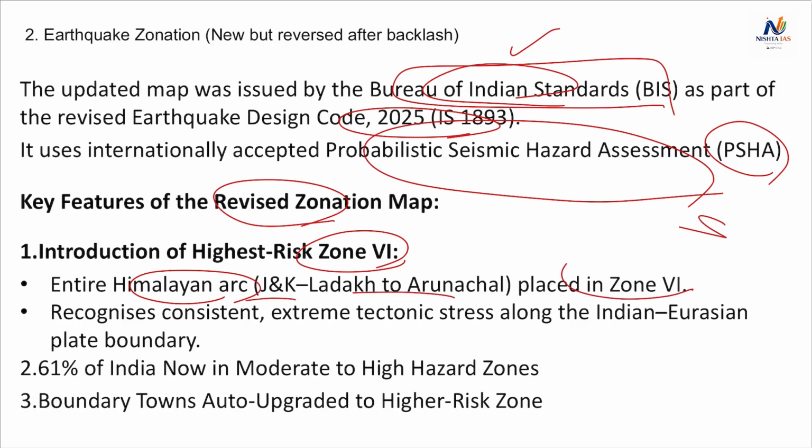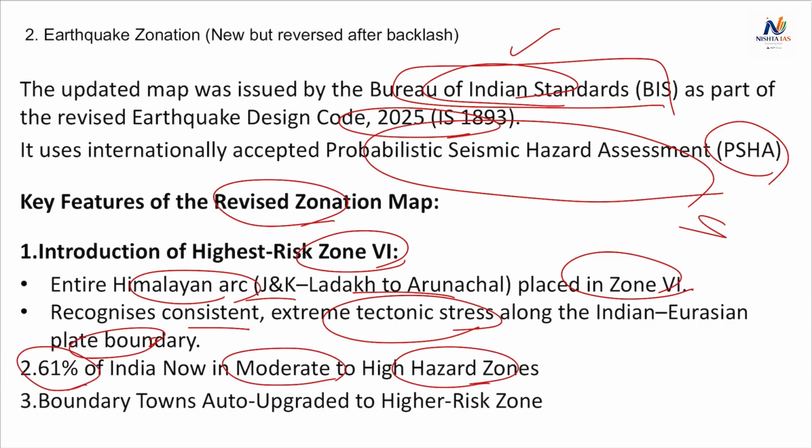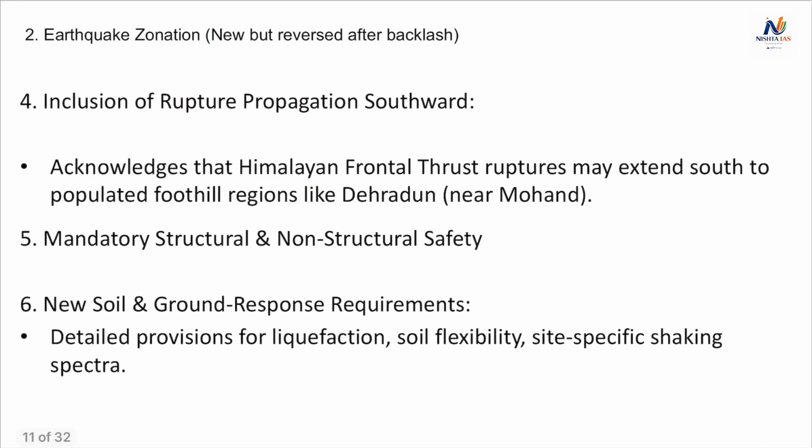Friends, the entire Himalayan arc including Jammu Kashmir, Ladakh to the Arunachal region was placed in the zone 6 area where it is showing the highest risk, and it recognizes consistent and extreme tectonic stress along the Indian Eurasian plate boundary. And here, 2.6% of India is now in moderate to high risk zone of earthquakes, and some of the towns which are located on the boundaries of the plate tectonics are being upgraded to high risk zones. Earlier they were in the moderate risk zones and now they are being upgraded to high risk zones.